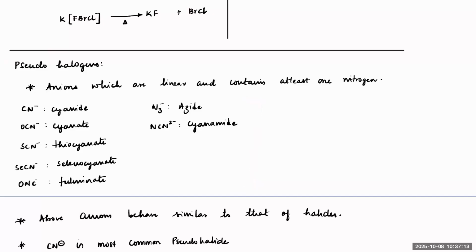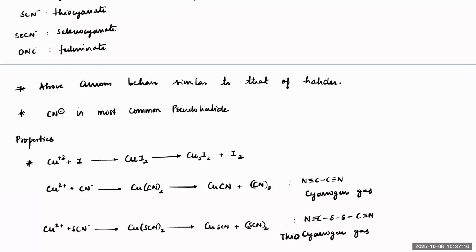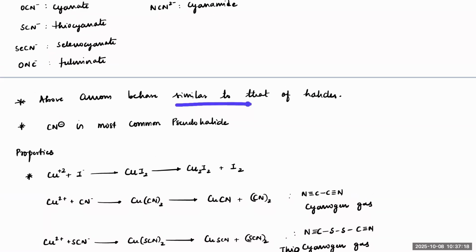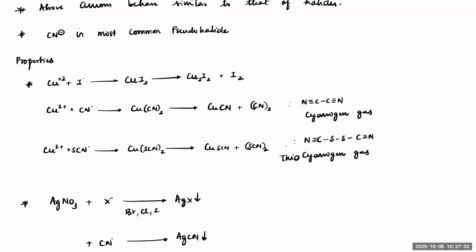The above anions have a similar behavior to that of halides. In fact, CN minus is the most common pseudo halide, which we will take in very similar reactions as that of chloride or bromide. For instance, check this reaction. Cu2 plus with I minus will first form CuI2, but CuI2 is unstable. It will decompose to form Cu2I2 plus I2. Now the same nature happens with cyanide also.